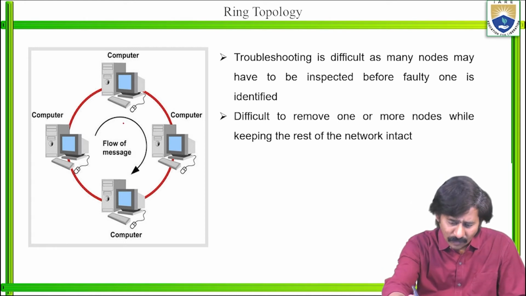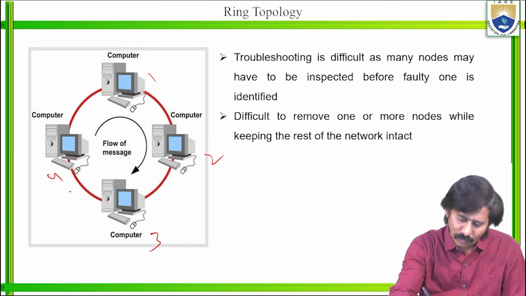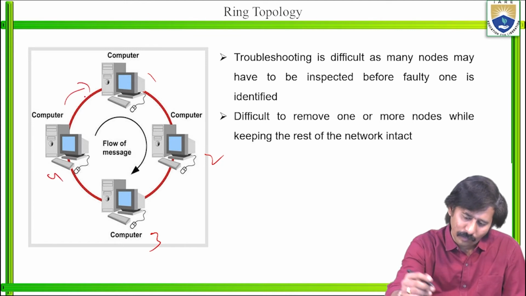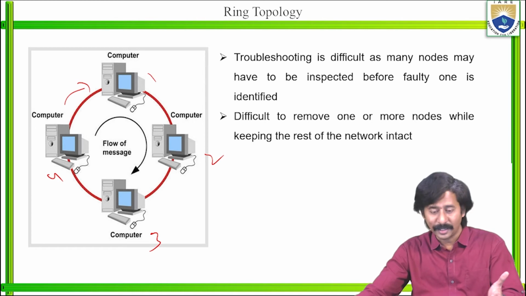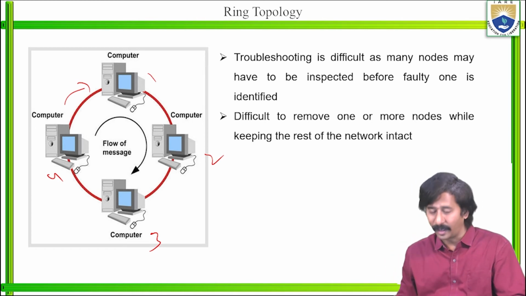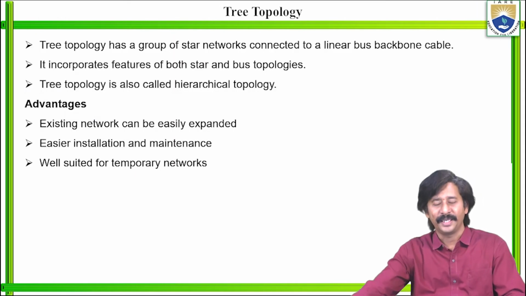See, for example, this is the flow of message from node 1 to node 2, node 3, node 4. Again, node 4 to node 1. This is the flow of message. But there are some applications which use this particular ring topology. Then coming to the tree topology.